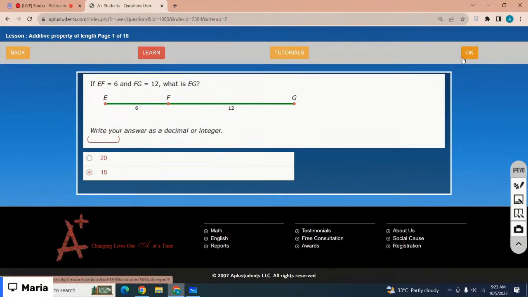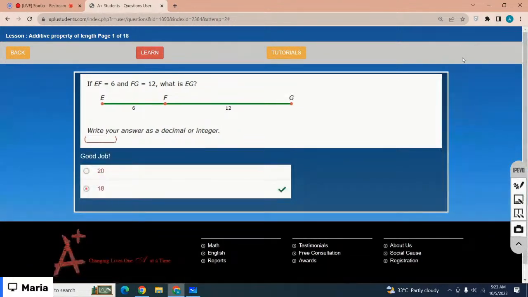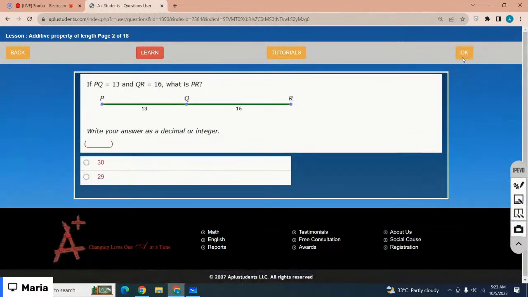That would be 18. Okay, if PQ is 13 and QR is 16, what is PR? So which is the correct option? You need to add them, right? 13 plus 16 is 29, right? The correct option is 29.